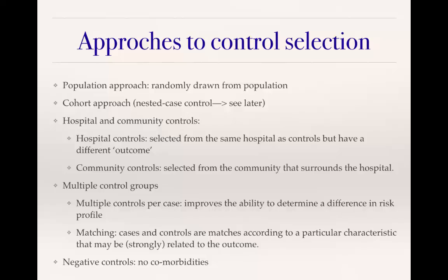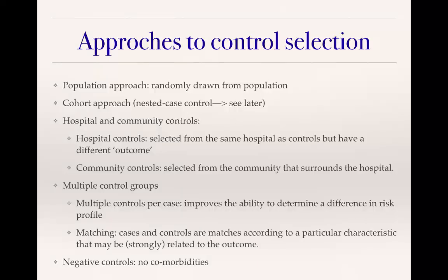Case control groups can also have multiple groups, multiple controls. So that's where we see for every case, there is more than one control, and it improves the ability to determine a difference in the risk profile. We get an improvement for each additional control per case up to about 3 or 4, and then we see that there's no improvement in the ability to determine the difference between the two groups.